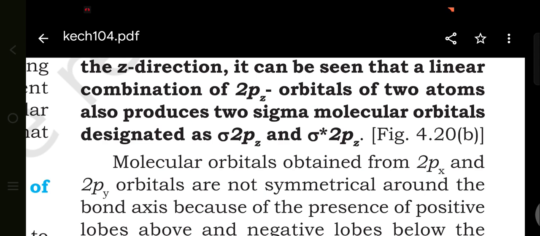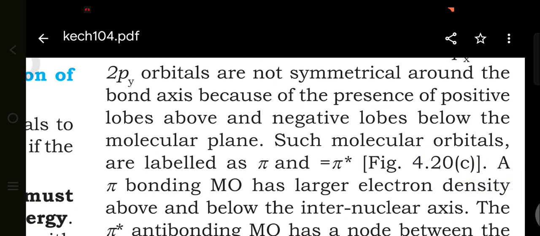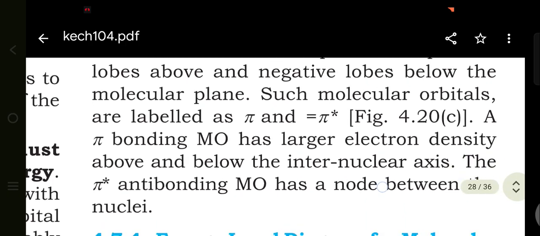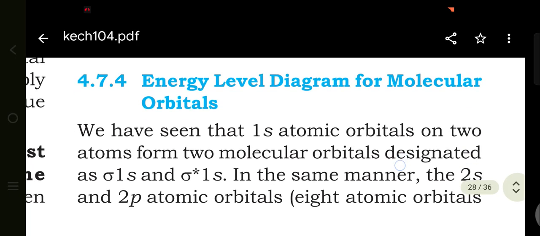Molecular orbitals obtained from 2px and 2py orbitals are not symmetrical around the bond axis because of the presence of positive lobes above and negative lobes below the molecular plane. Such molecular orbitals are labeled as pi and pi star. A pi bonding molecular orbital has larger electron density above and below the internuclear axis. The pi star, the antibonding molecular orbital, has a node between the nuclei.